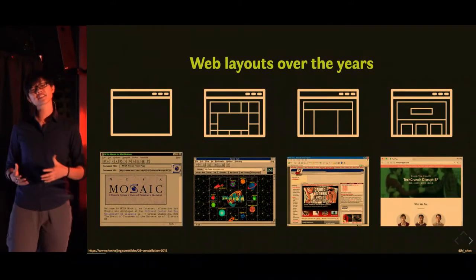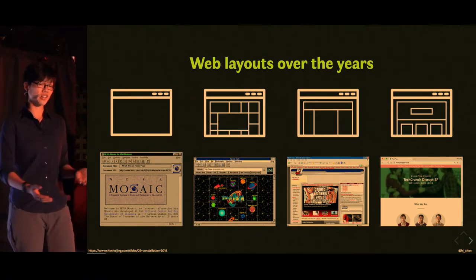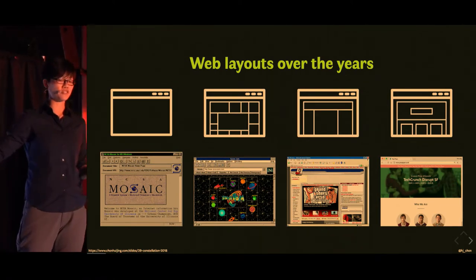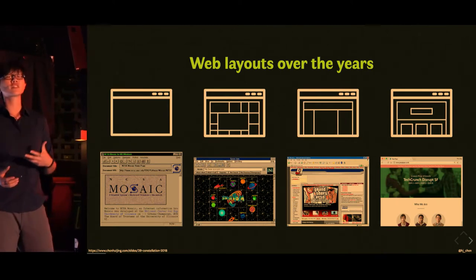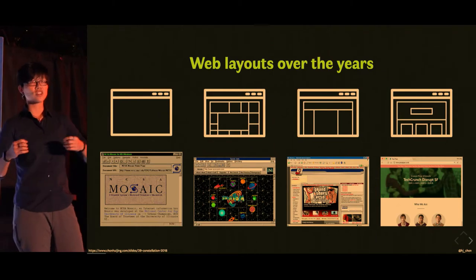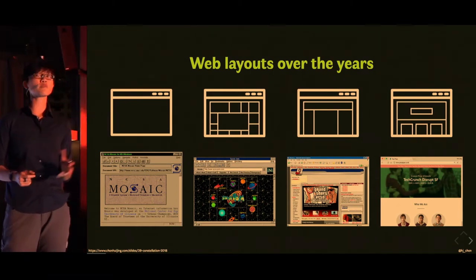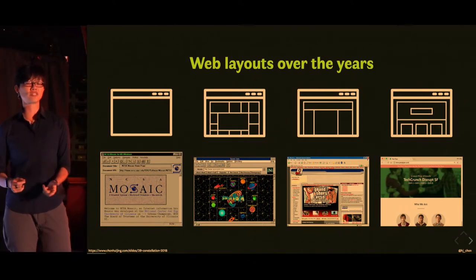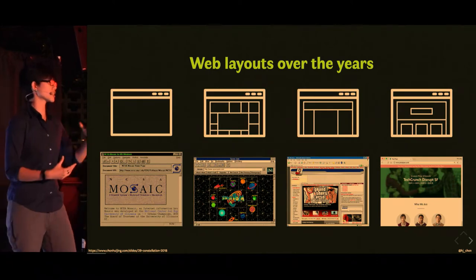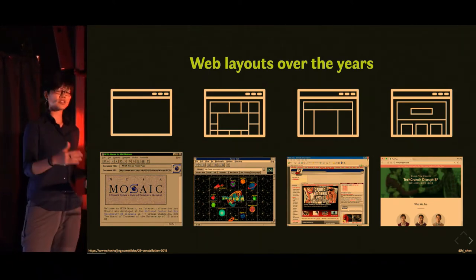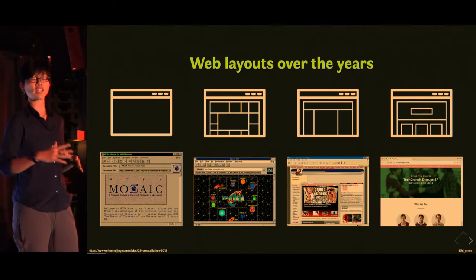So when the web first began, there was no way to do layout. It's like the first image on the left. You just had a block of content. Because the web was never meant for doing all kinds of creative, designy things that we see on the web today. No, the web was a way for people to share information. And that is still true today. It's just that the presentation has improved significantly. So this is just a summary of how web layouts have evolved over the years.